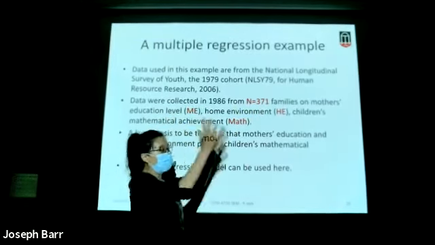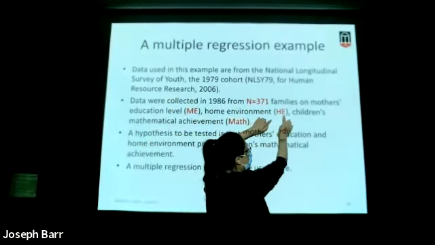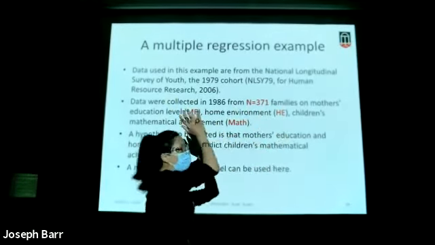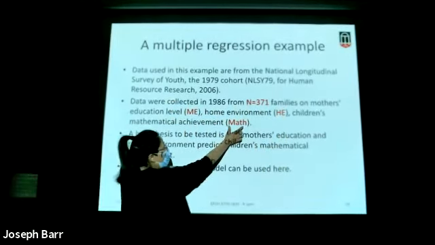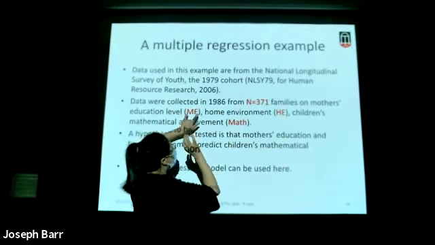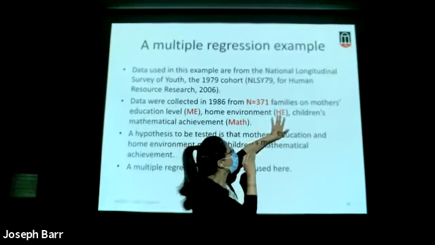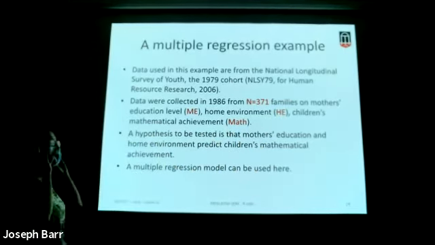Also we have a variable in the data set called home environment, HE, home environment. And another column is called children's mathematical achievement. We call it math. So 3 variables: ME, mother's education level, HE, home environment, and kids' math achievement.